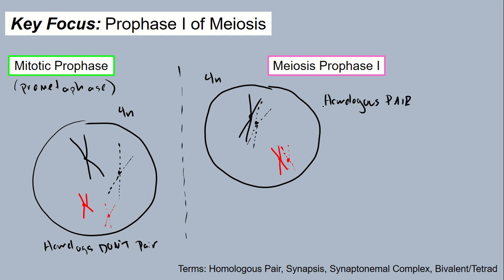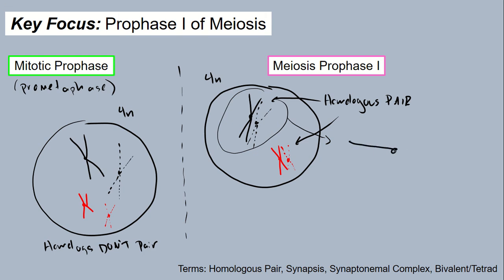Because the homologs for each chromosome pair with each other. Okay, so this here is one homologous pair, and this red down here is another homologous pair. So what's actually happening in this homologous pair? How are they attaching to each other? I'm going to zoom in on this homologous pair up here, and I'm just going to draw them in a little bit of a different way.